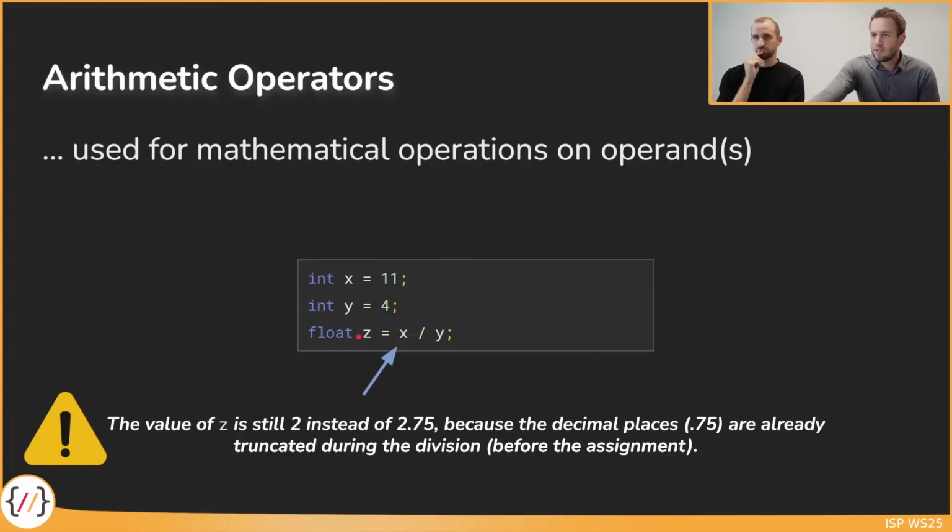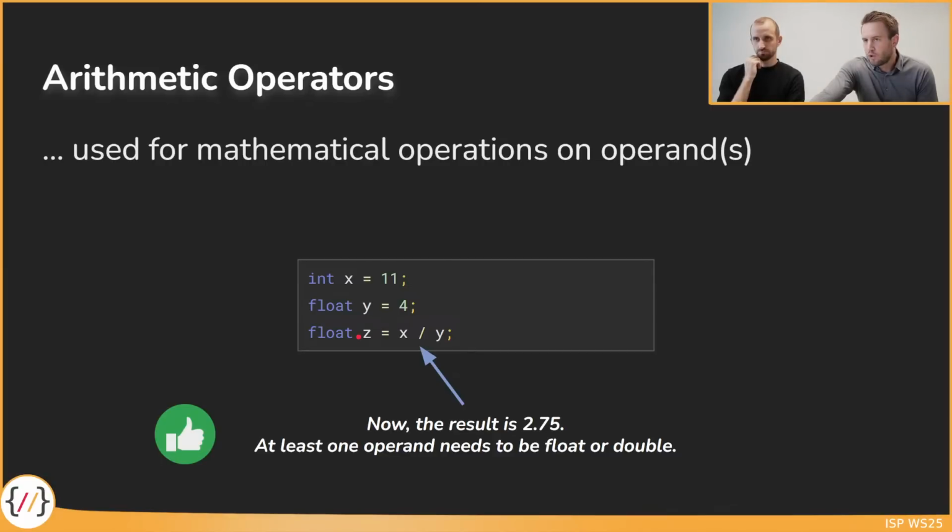Okay, so the solution here could be, there could be more solutions, but one could be that one of the operands, in this case the variable y, is a floating point data type. So in this case a float. Then we have integer divided by float, and then the result is also a float. So we could then do this operation mathematically correct and store the result, for example, in this float variable. So now the result would be 2.75.